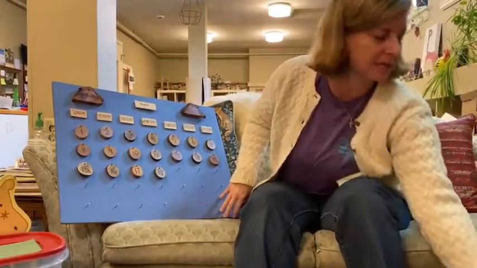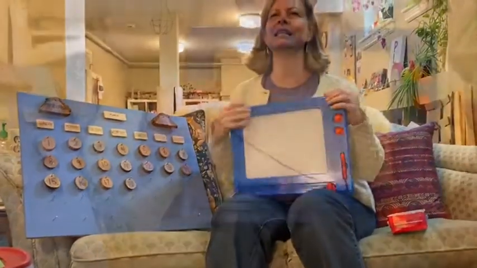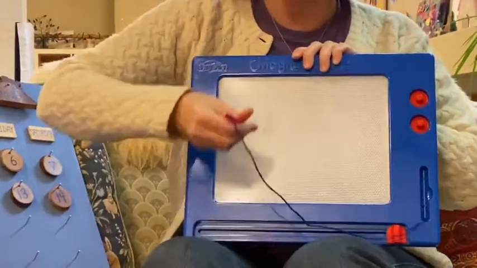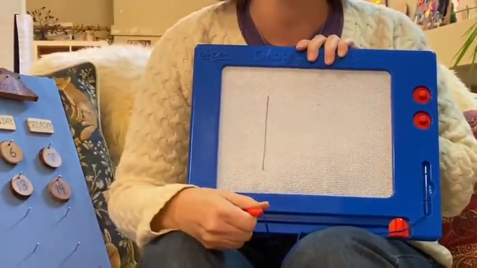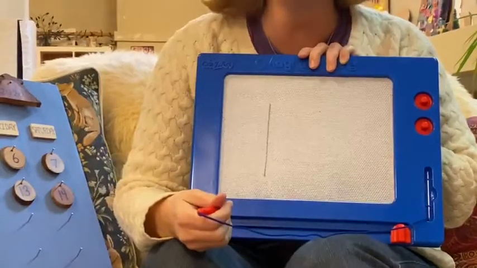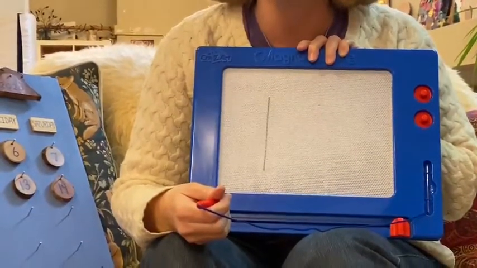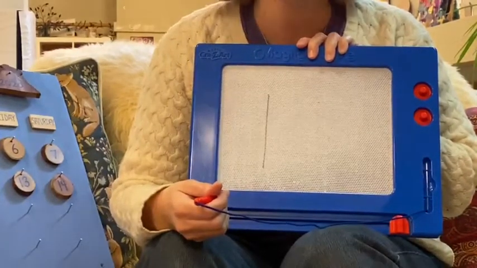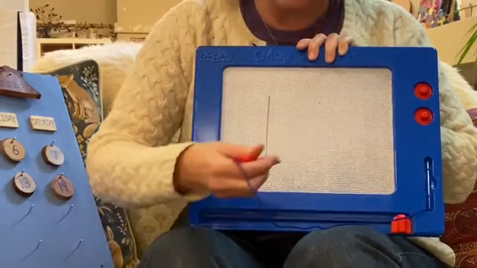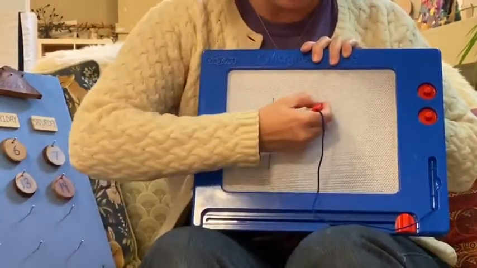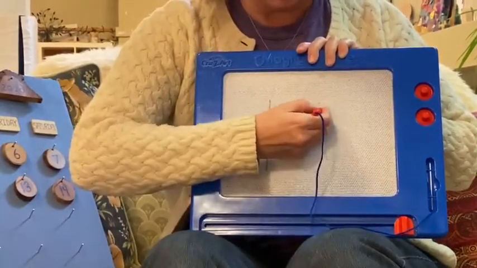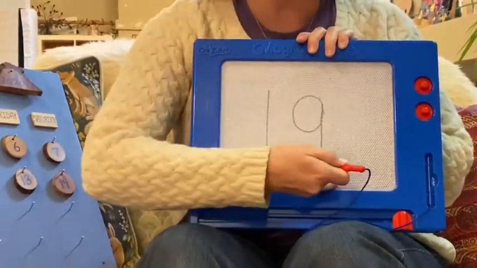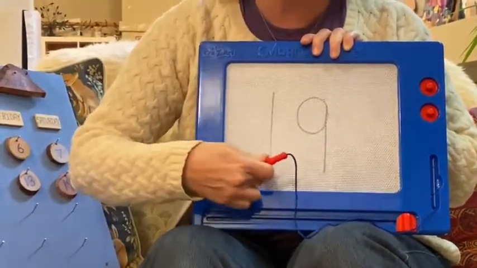Well, funny that should drop because I need this board. What does 19 look like? So I need the one first, which I believe you all know is a straight line down to make my one. But 19, what's the other number in 19? It's a 9. I need a 9 to make a 19. So to draw a 9, I start at the top. I'm going to do a big circle round and a straight line down. This gives me 19. It looks like 1, 9.